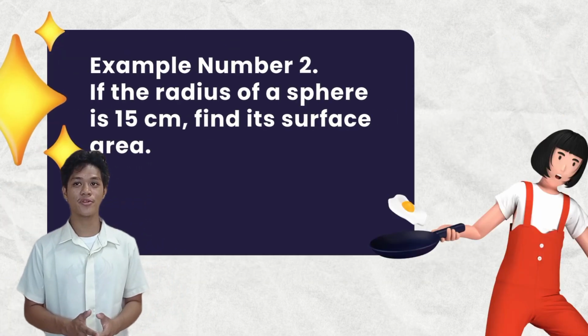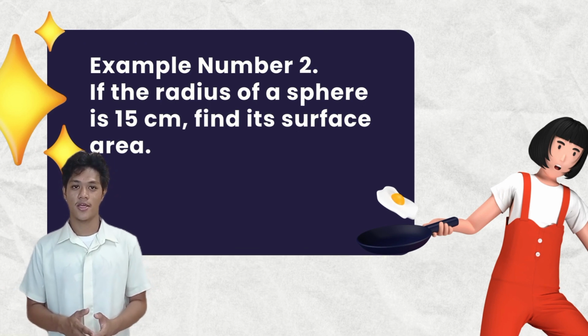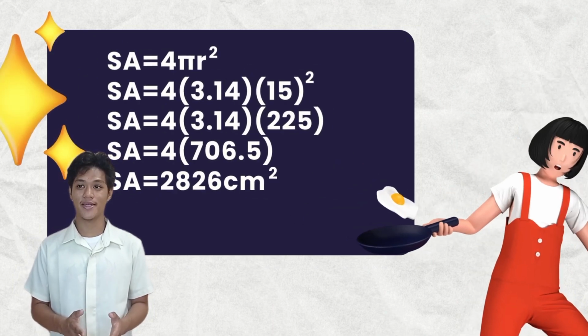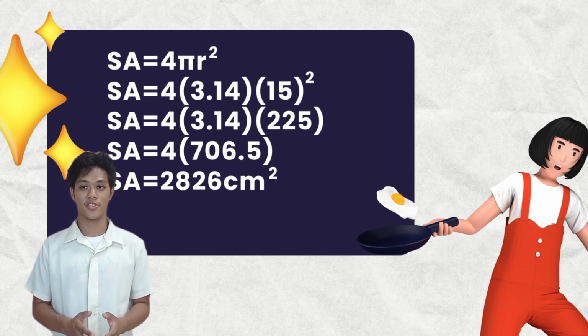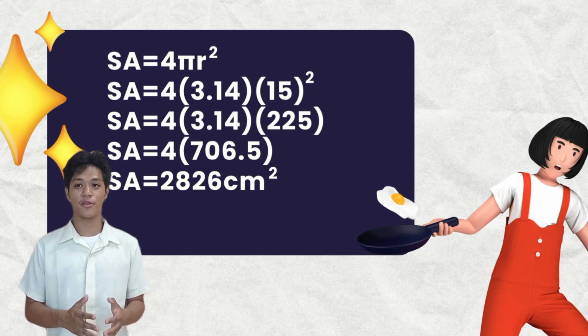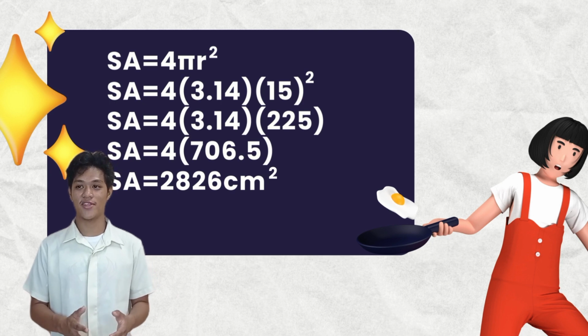Move on to another example. If the radius of a sphere is 15 centimeters, find its surface area. Using the formula, surface area equals 4 times pi times radius raised to 2. Our radius is 15. Surface area equals 4 times pi and square the 15. 15 squared is 225. Then 3.14 multiplied by 225 is 706, and then multiplied by 4 equals 2,826 centimeters squared.